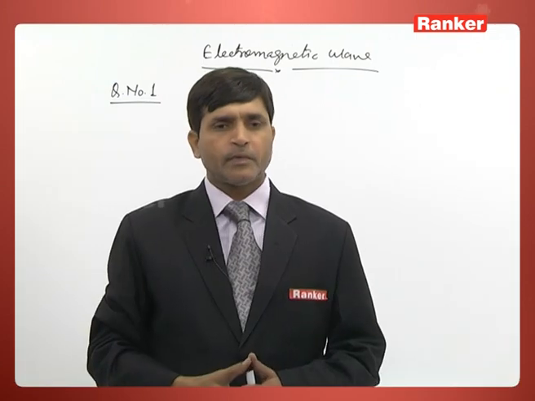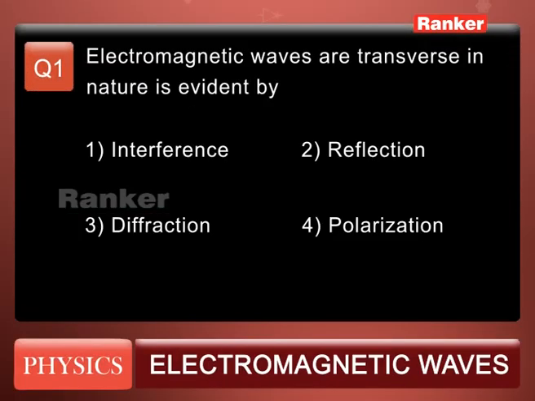Now see the question number 1. Electromagnetic waves are transverse in nature is evident by the first option, interference; second option, reflection; third option, diffraction; and the fourth option, polarization.